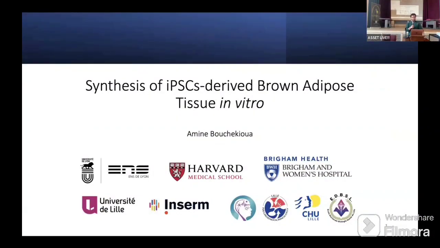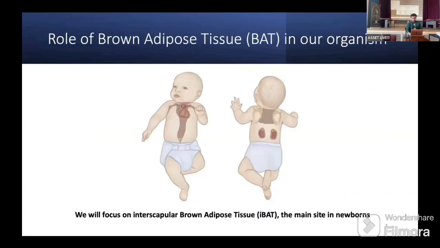So I'm going to present my PhD work, which is on the synthesis of iPSC, so induced pluripotent stem cells derived brown adipose tissue in vitro. So brown adipose tissue is known in human and also in other species for being involved in non-shivering thermogenesis.